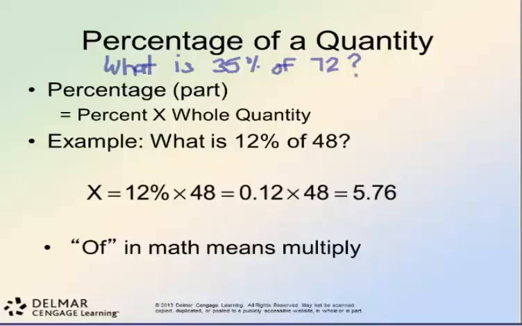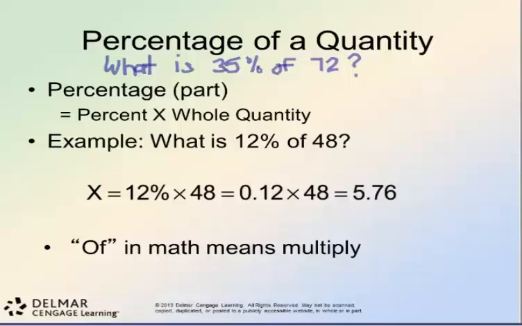Always use estimation in case your calculations go wrong. So for example, in this question it says, what is 35% of 72? You should realize that 35% is a tad more than 33%, which is 1/3. So this is asking you to find a little bit more than 1/3 of 72. So if you took 72 and took 1/3 of that, you're going to end up with 24. So our answer should be a little bit above the number 24.